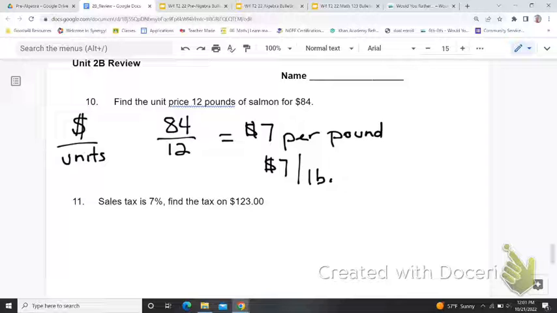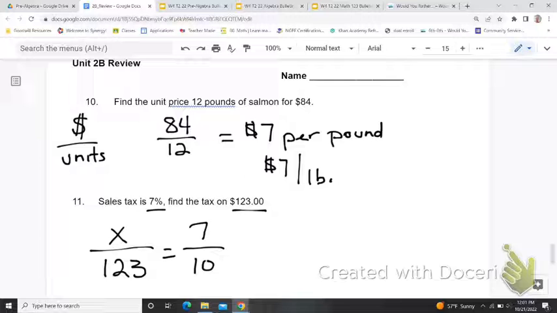If the sales tax is 7%, find the tax on $123. So the tax would be the part. 123 is here. 7 over 100. So now if we do 7 times the 123, and divide by 100, we come up with $8.61. That should seem reasonable to us because if it's 7%, it would be $7 on just 100.